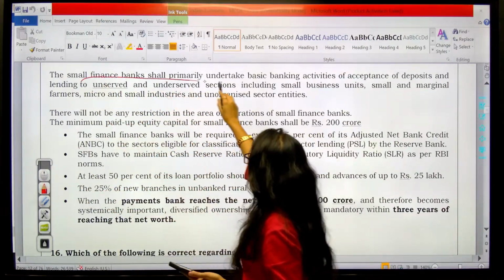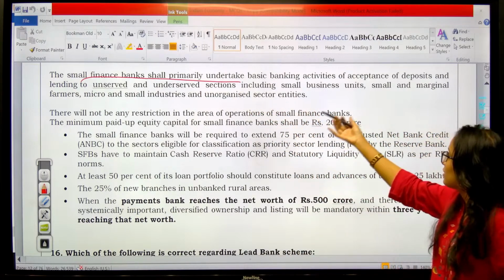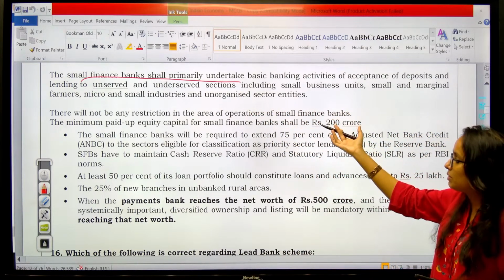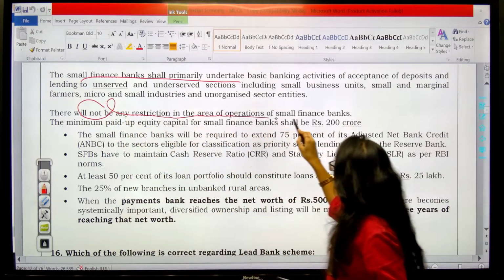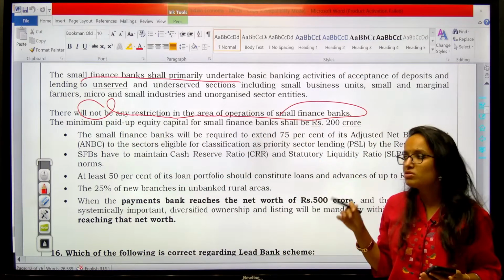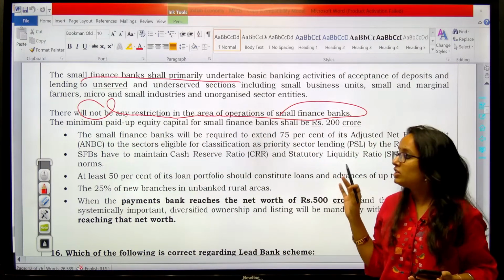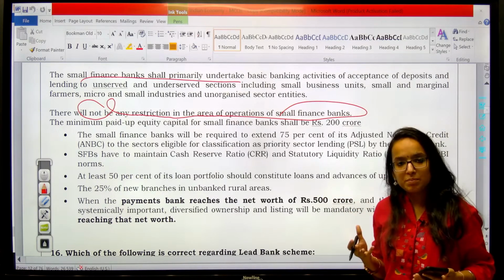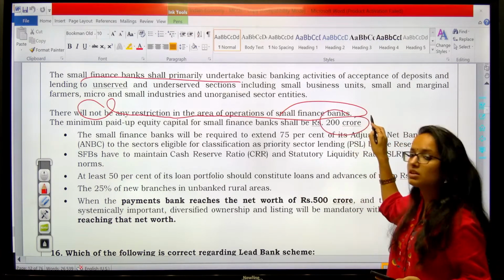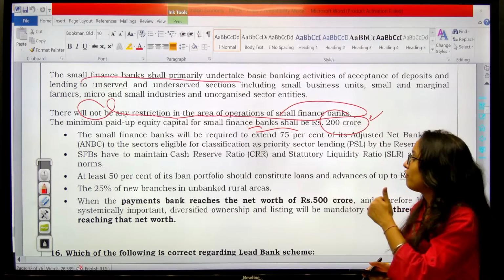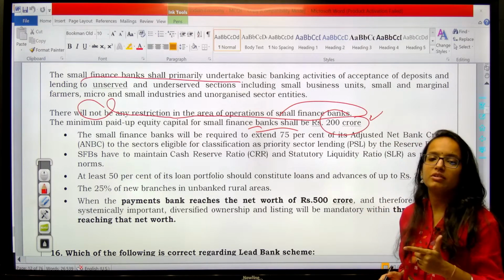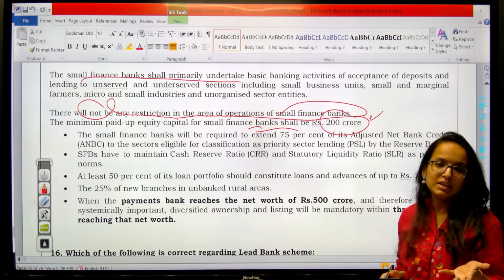So small finance banks shall primarily undertake basic activities. That is the statement. Then there will not be any restriction in the area of operation of small finance banks. No such restrictions. It's just that the minimum paid up equity has to be 200 crores. Remember, for payment bank it was 100 crores. For SFB it is 200 crores. So, minimum paid up equity capital.